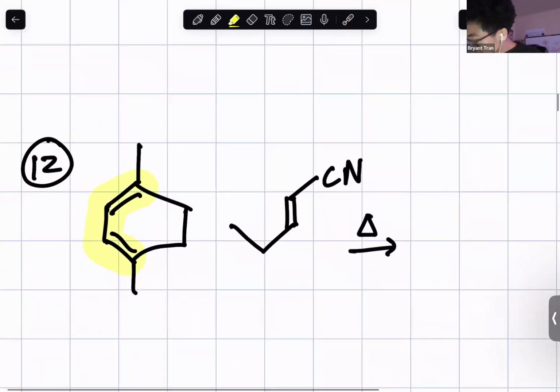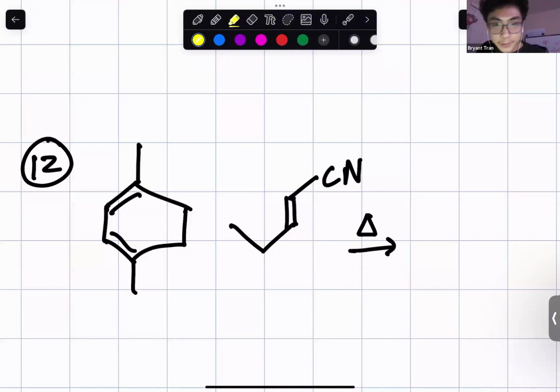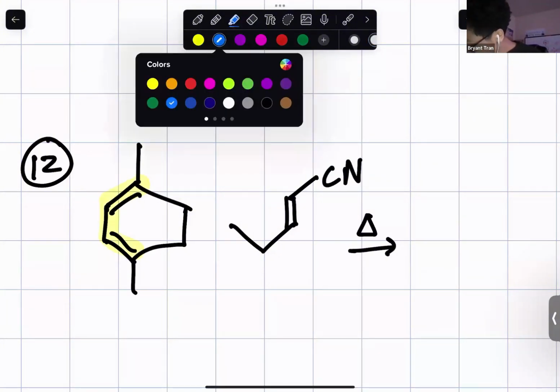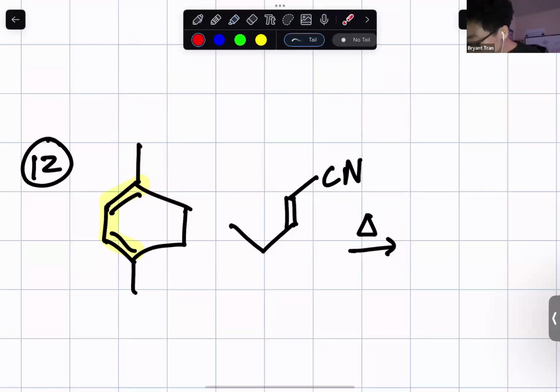This is the diene part of the molecule, right? This is the diene part. This is the dienophile part of the molecule right here, which I'm going to highlight in blue.